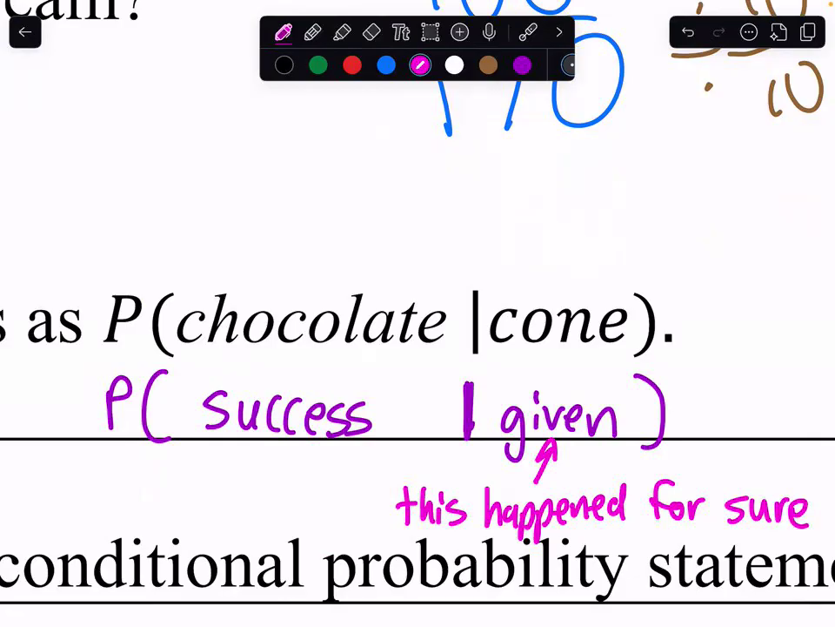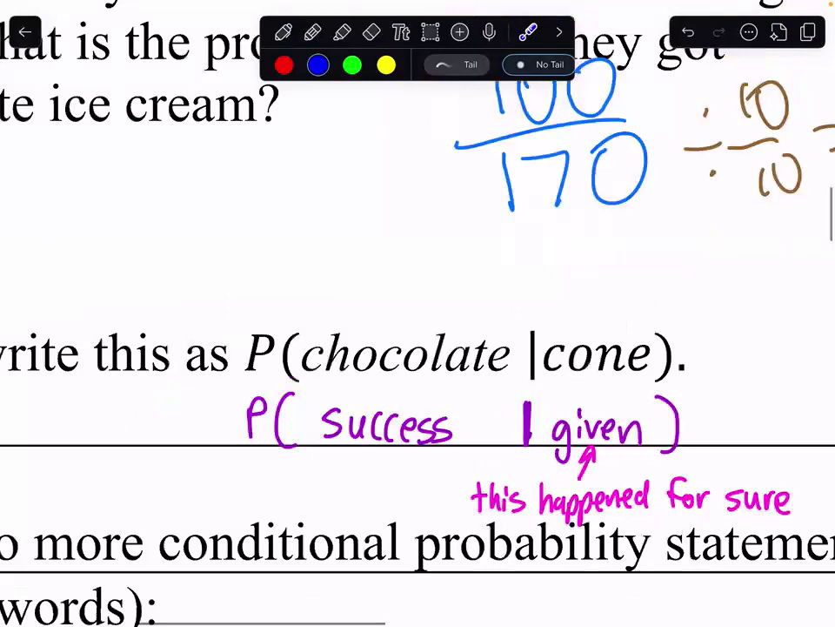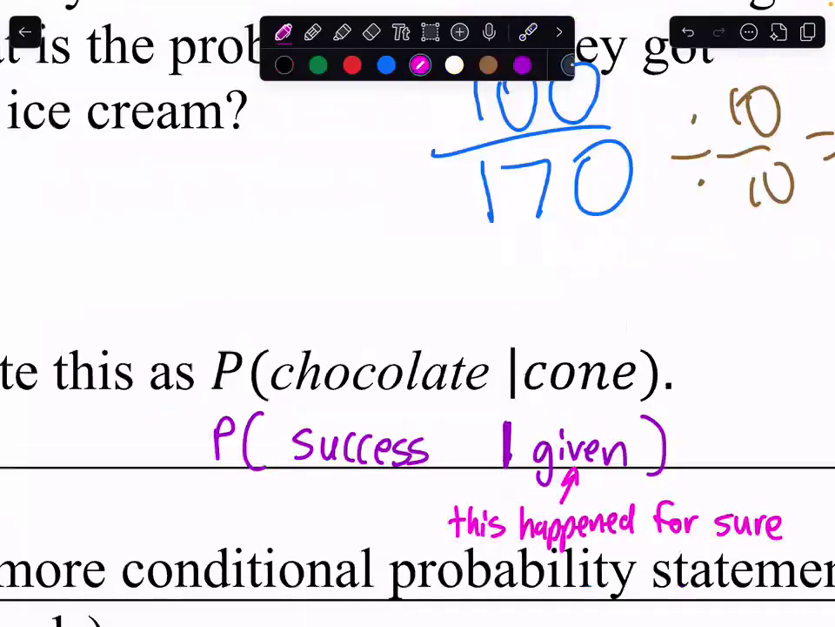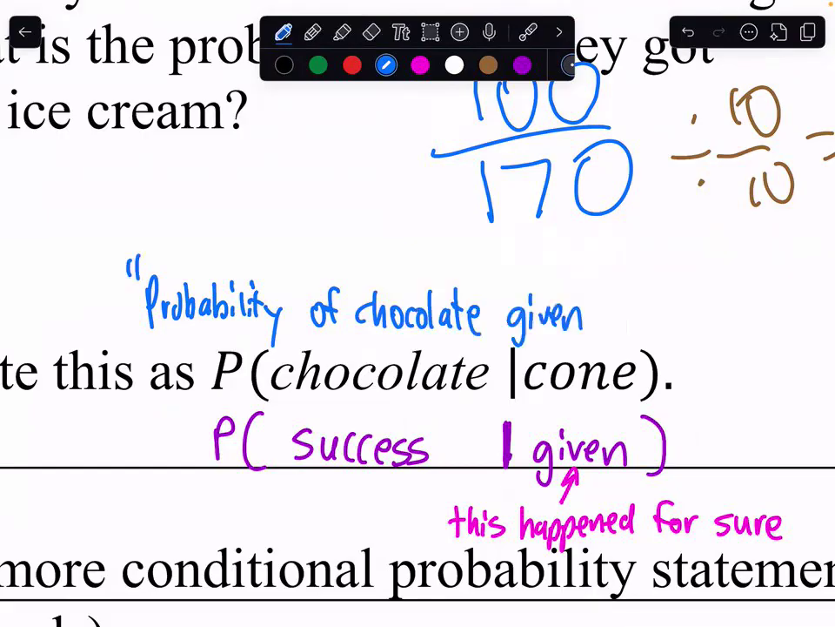Normally with probability, you are just calculating the chance. You don't know if it happened or not. With this thing called conditional probability, the thing after the vertical bar is called the given because it's guaranteed that it happened. And so you would say this out loud as: what is the probability of chocolate given cone?